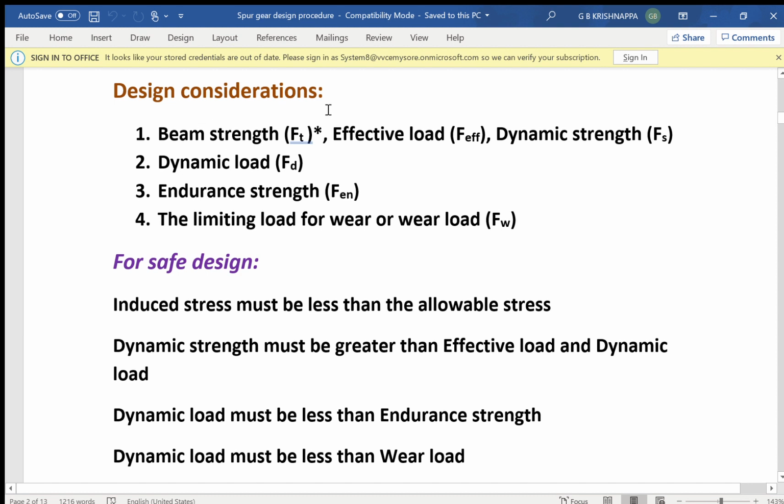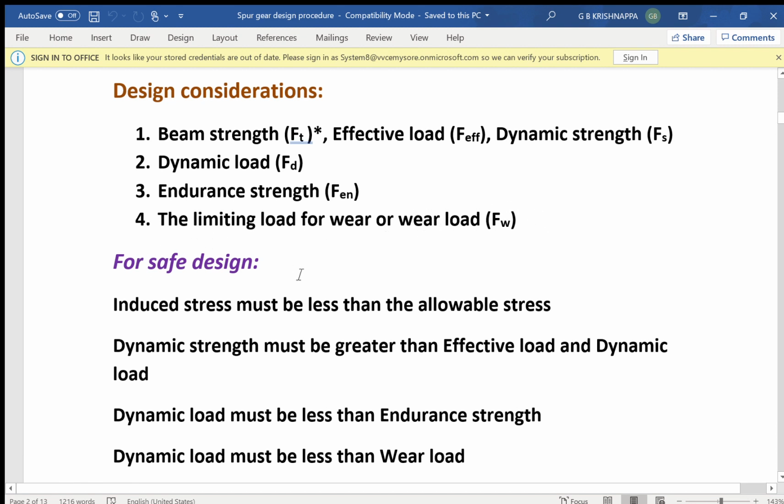Design considerations. Beam strength F suffix T, F_T, we will discuss later on. Effective load or effective force F effective. Dynamic strength F_s. Dynamic load F_d. Endurance strength F_en. The limiting load for wear, simply wear load F_w.